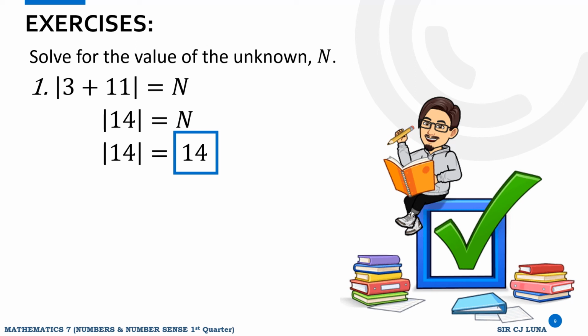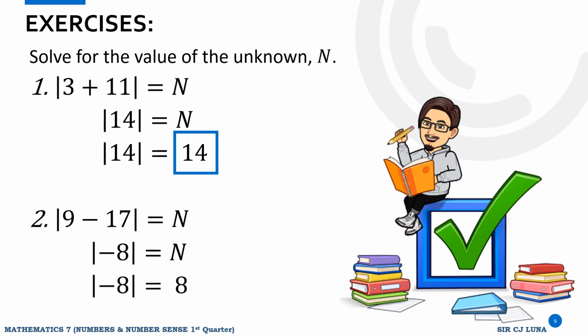Nakuha? Good. Number 2. Absolute value of 9 minus 17 is equal to N. So, ganun din. Kailangan mo munang i-perform yung operation sa loob ng ating absolute value. Ano yung 9 minus 17? Correct. It's negative 8. And what is the absolute value of negative 8? Positive 8. Correct. So, N is equal to positive 8. Any question?